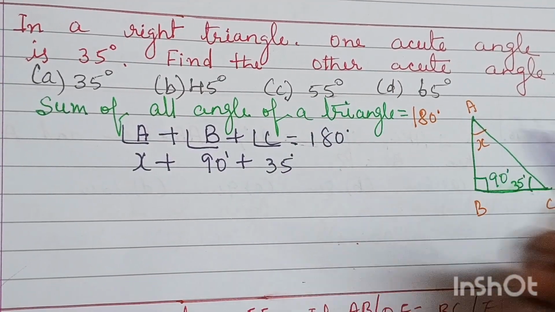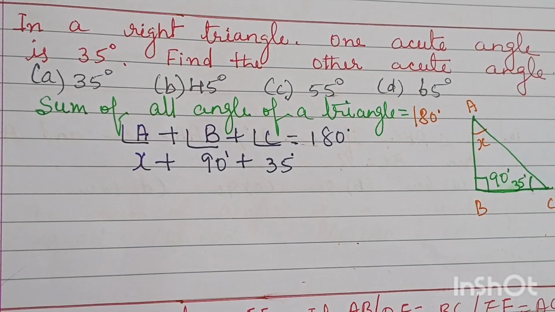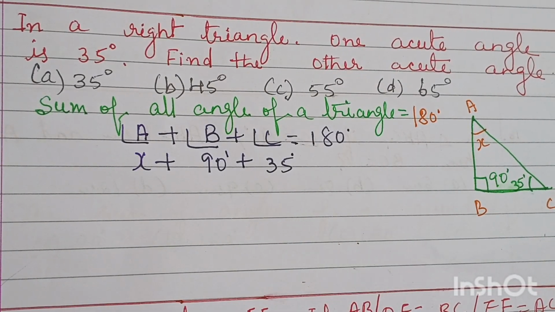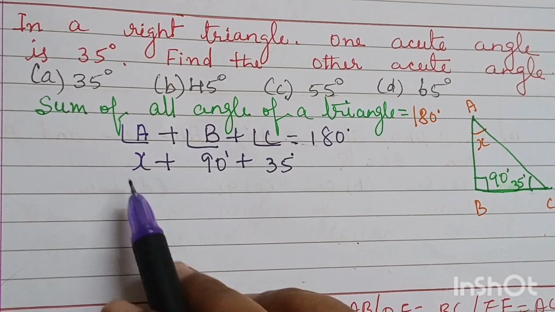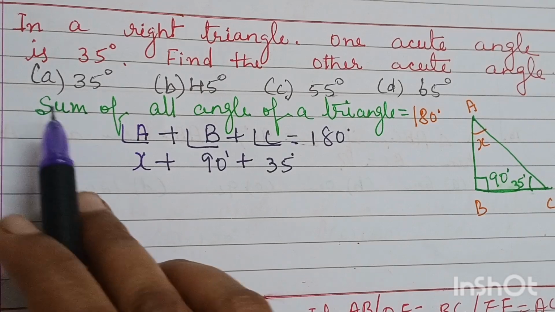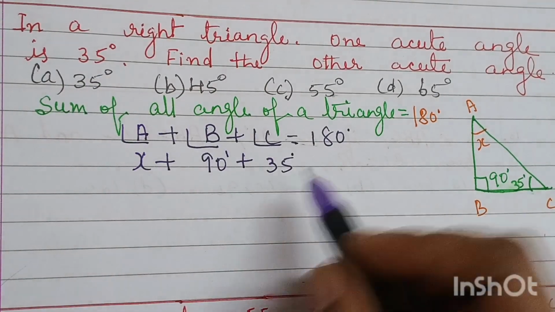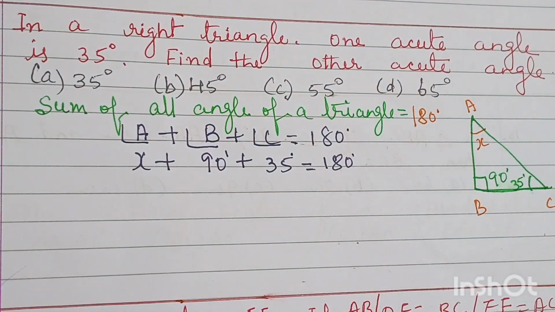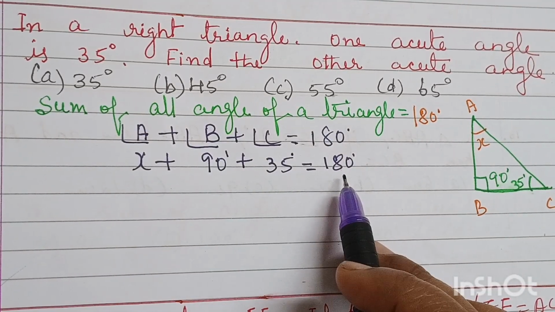Be very careful in writing. Sometimes what happens, in a hurry, we write 35 as 30. So be very careful. You know the method, but it's a silly mistake you'll make. So be very careful when you're writing. Recheck always, reconfirm. The value is written as 35 degrees, and 90 degrees is one angle, the perpendicular side. Sum is 180. Okay. Now x plus B 90, C is 35, equal to 180 degrees.